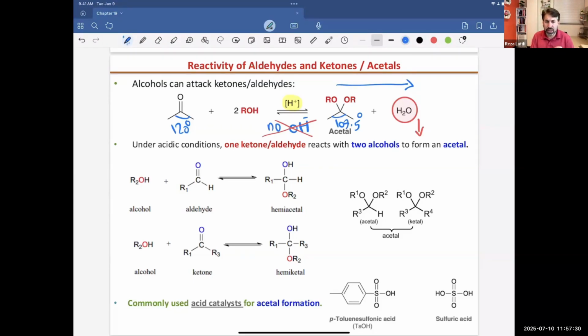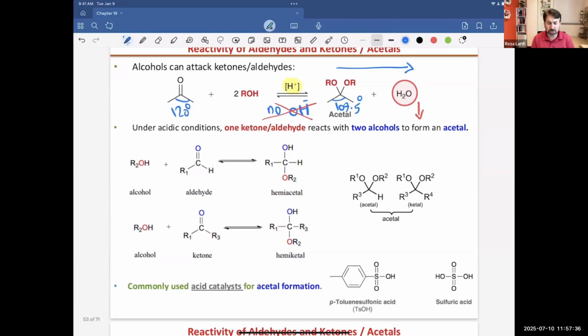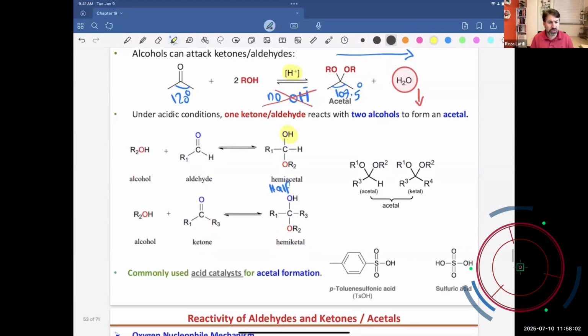Okay, now let's talk about each step of this reaction. So the first step of the reaction, regardless of what we start with, is addition of 1 alcohol to the carbonyl. If we use an aldehyde, the product that we get, we call it the hemiacetal. Okay, hemiacetal. What's the meaning of hemi? Hemi means half. Half of the molecule is acetal because we still have OH attached to the molecule. And if we use a ketone, we call it hemiketal.